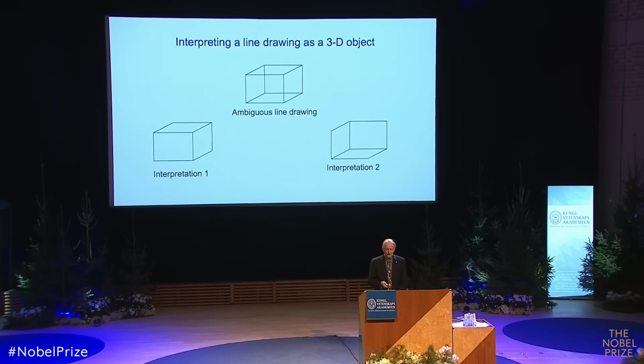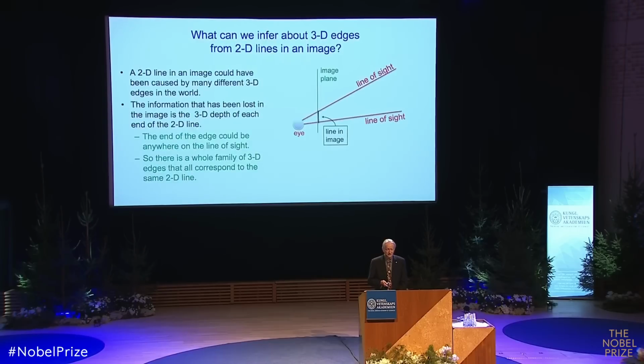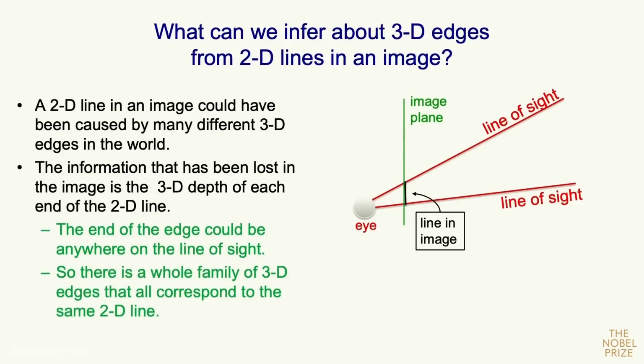So I'm going to give you a concrete example. Consider that ambiguous line drawing at the top. People have two ways of seeing that. There's interpretation 1, which is normally what you see first. There's another interpretation, and when you see it as a convex object, that's clearly a different 3D interpretation of the same 2D line drawing. So could we make one of these networks come up with two different interpretations of the same line drawing? Well, we need to start by thinking what a line in an image tells you about 3D edges. So that green line is the image plane.